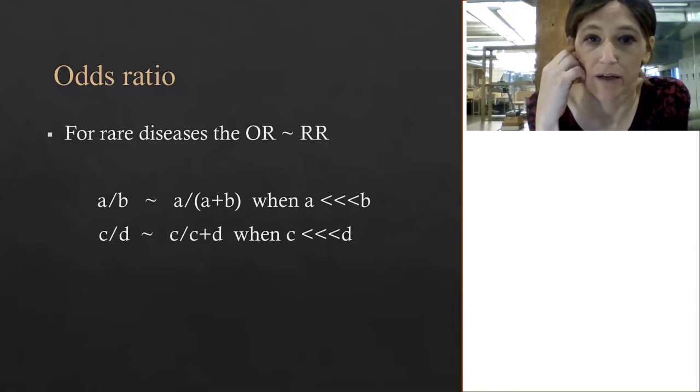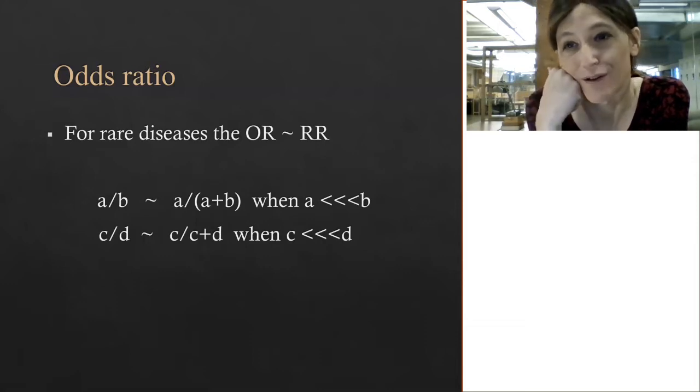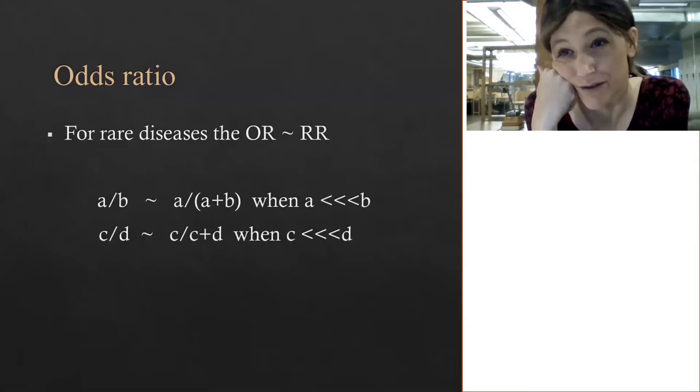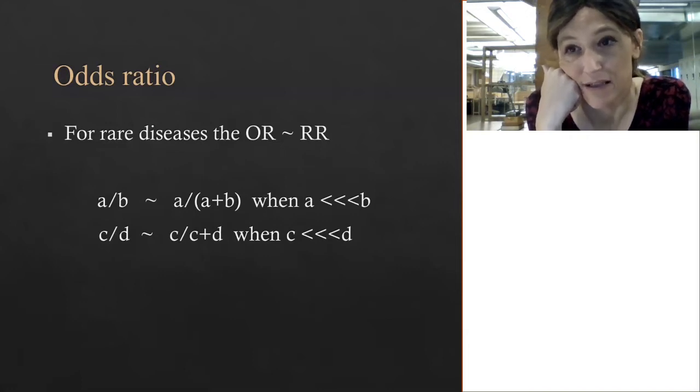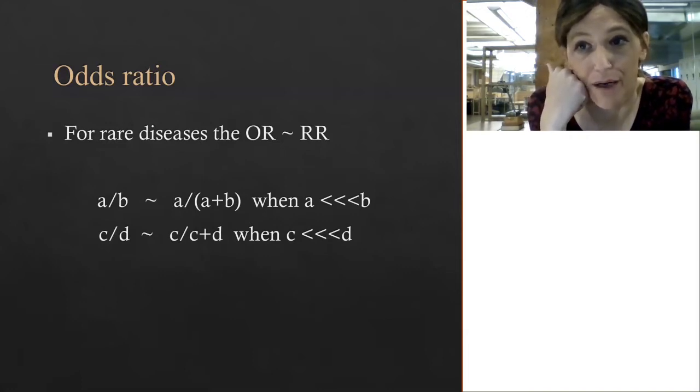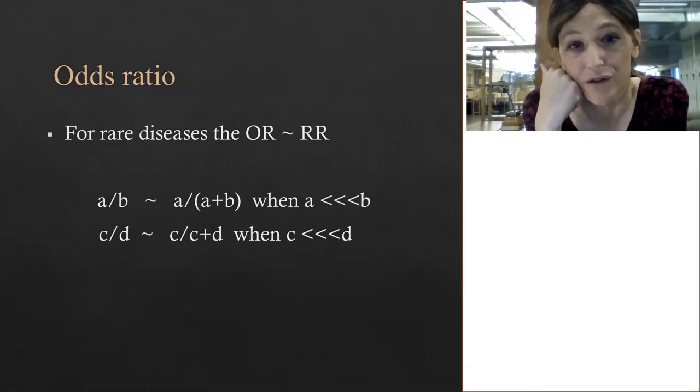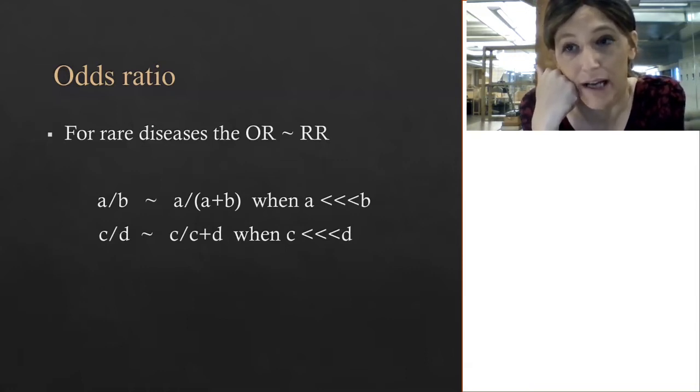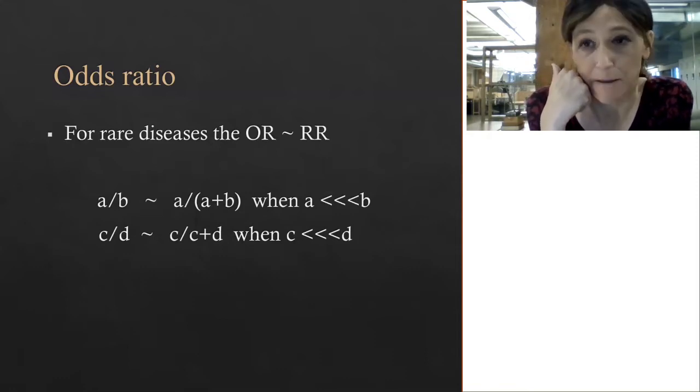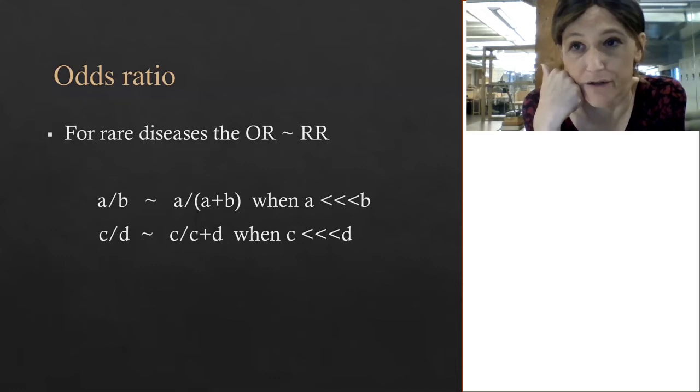That's because when A relative to B is very, very small, that means, let's say, only 1% of the population, or less than 1% of the population, has a disease, it's relatively small compared to the entire population. So the equation that I showed you for the odds ratio of A divided by B is very, very close to A over A plus B when A is very small relative to B. Likewise, for a rare disease, C over D, the odds ratio, will be very similar to C over C plus D when C is far smaller than D, okay?